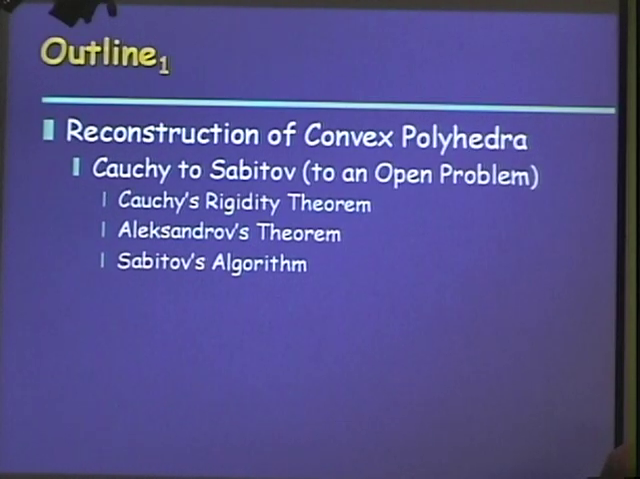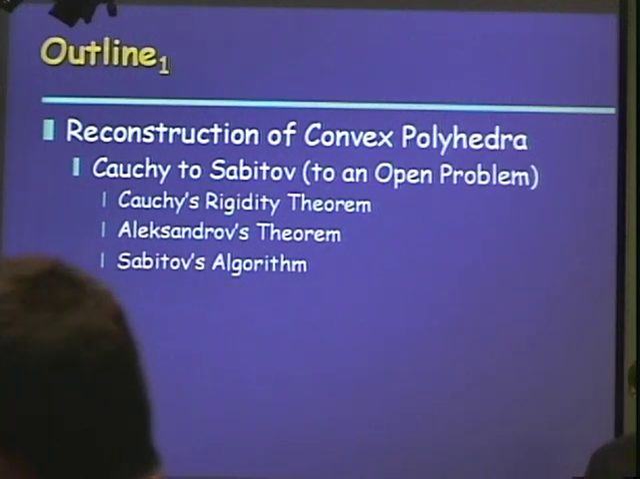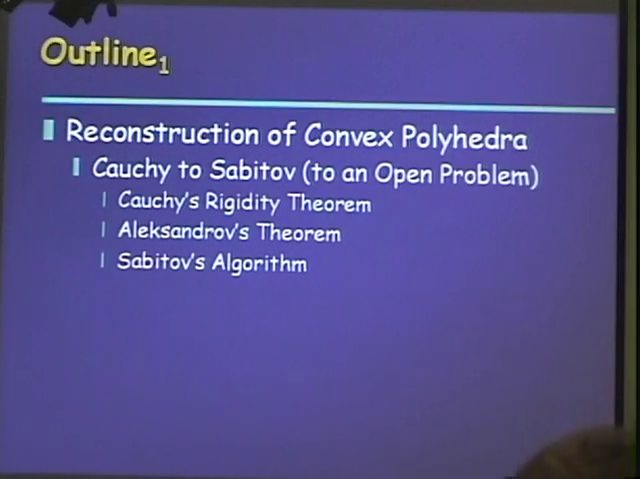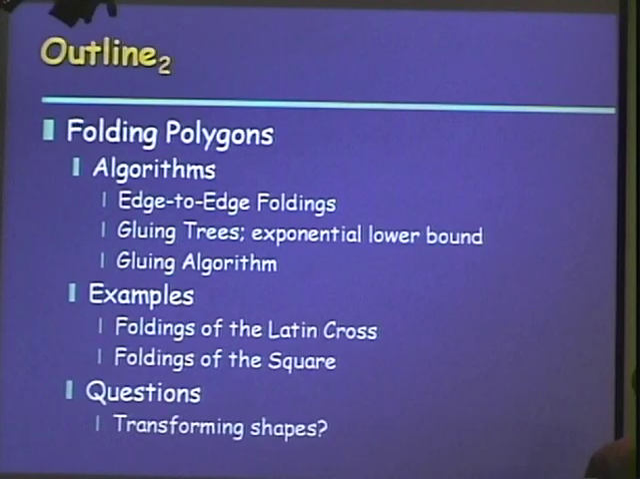The first half, on the reconstruction of convex polyhedra, I want to touch on 3 topics: Cauchy's rigidity theorem, Alexandrov's theorem, which maybe not all of you know, and Pak's algorithm, which is fairly recent, and so most of you wouldn't know that. And the second part, on folding polygons, I'll talk about algorithms. I'll show you some examples, and I'll end with, I think, a nice question.